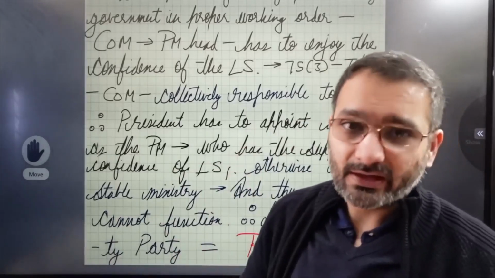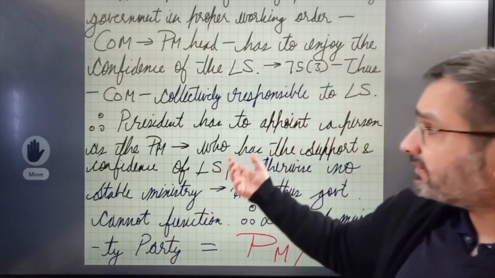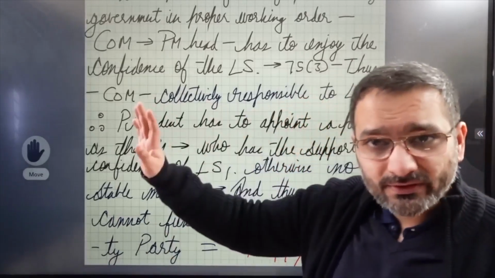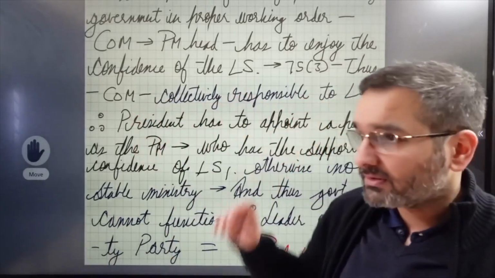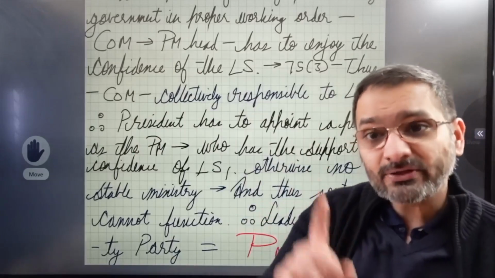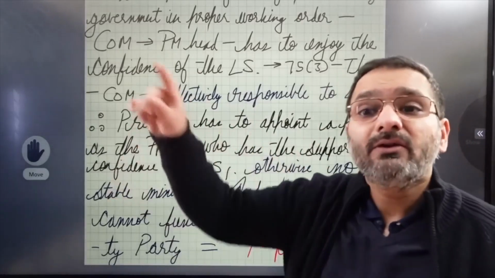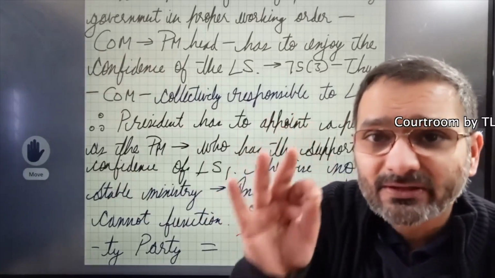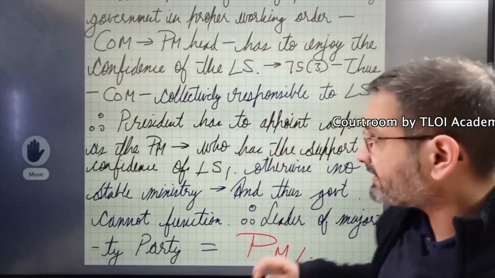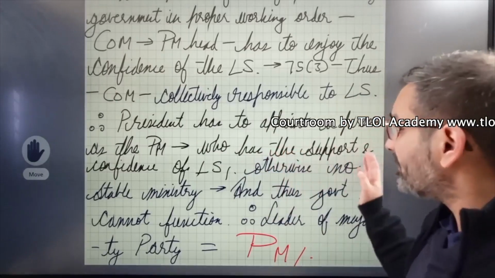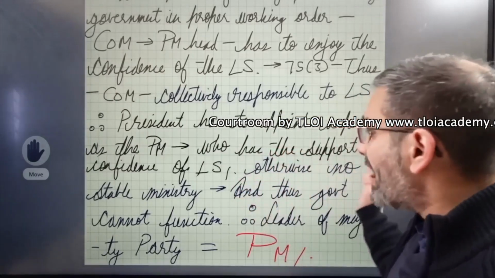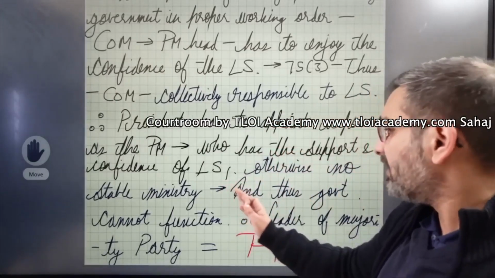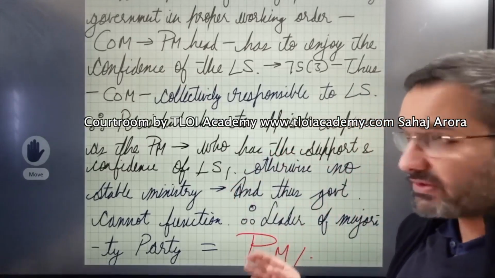They can't, right? So technically speaking, it's all good in theory to say the President shall appoint the PM, but he has to appoint such a PM who enjoys the confidence of the Lok Sabha. That is the absolutely crucial bit. Okay, understand this. So the President has to appoint a person as the Prime Minister who has the support and confidence of the Lok Sabha. Otherwise, no stable ministry.